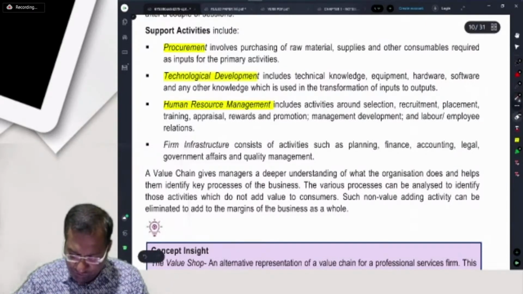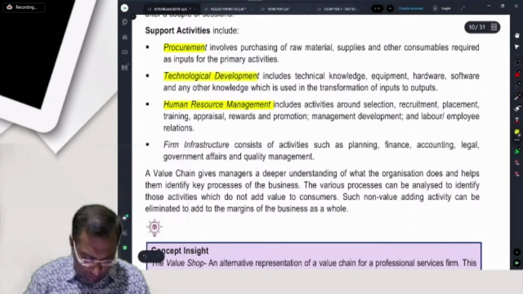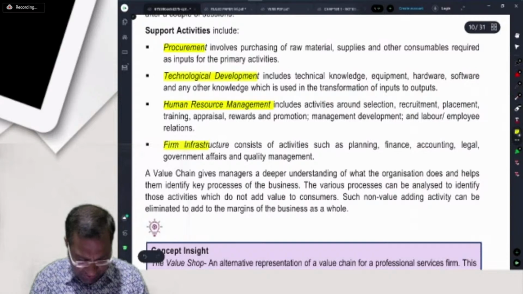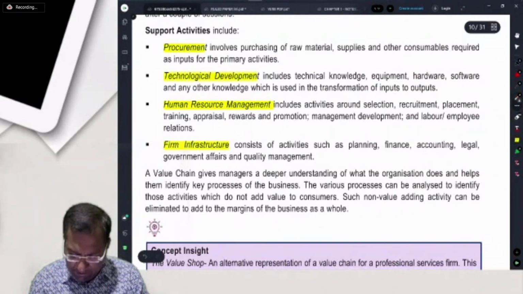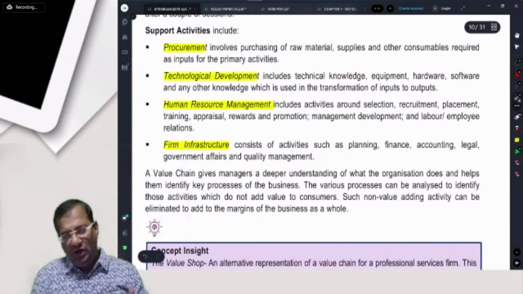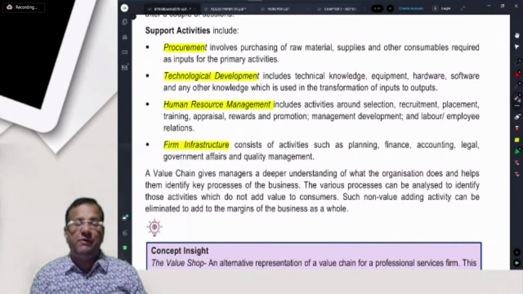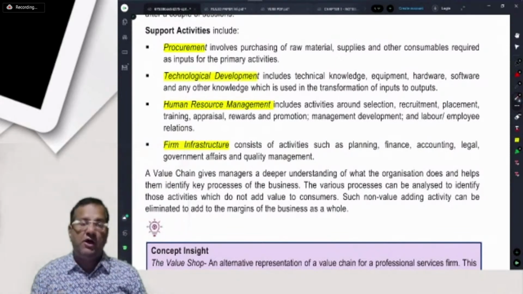And the last support activity is known as firm infrastructure. What does it cover? It covers planning, finance, accounting, legal, government affairs, and quality management. We can say all the other remaining activities will be covered under firm infrastructure.